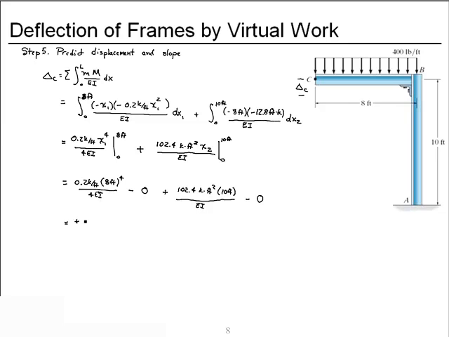Together, this combines to a positive 1,229 kip feet cubed over EI. Remember, we drew our virtual force down, so a positive means we have a downward prediction.